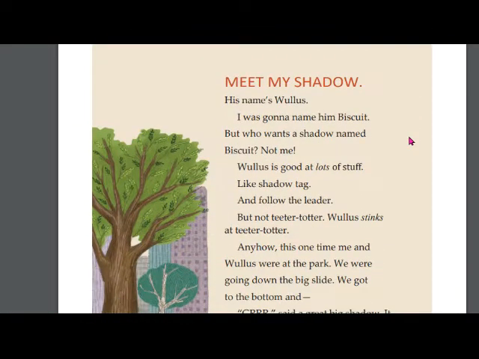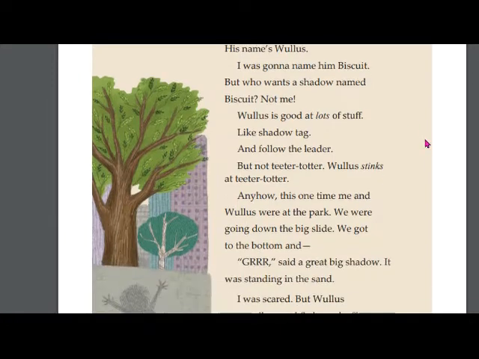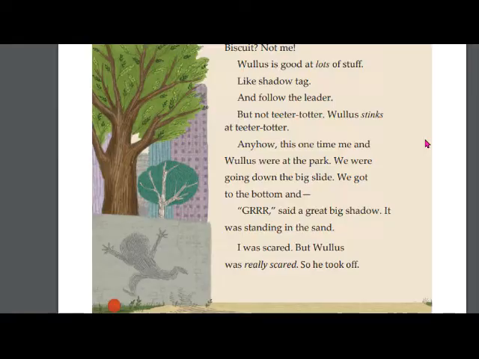Meet my shadow. His name's Wallace. I was gonna name him Biscuit, but who wants a shadow named Biscuit? Not me. Wallace is good at lots of stuff, like shadow tag and follow the leader, but not teeter-totter. Wallace stinks at teeter-totter. Anyhow, this one time me and Wallace were at the park. We were going down the big slide.